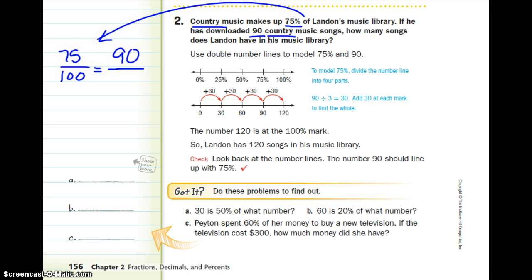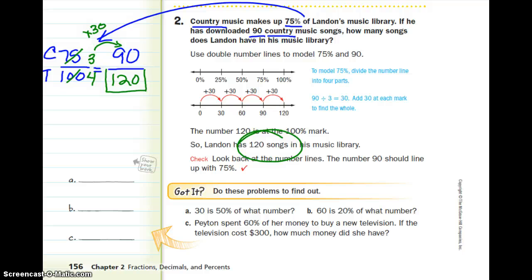Why does the 90 have to go on top? Because it's the same category. Country to total. Country to total. Now again, I'm going to look at my fractions, see if I can simplify it. 75 over 100, that's 3/4. So that's 3 over 4. Now, can I go from 3 to 90? Absolutely. I multiply by 30. So 4 times 30 is 120. So in his total library, he has 120 songs. Of those, 90 are country music.